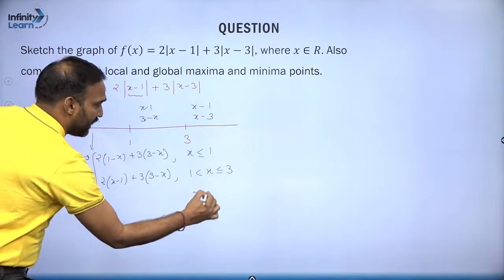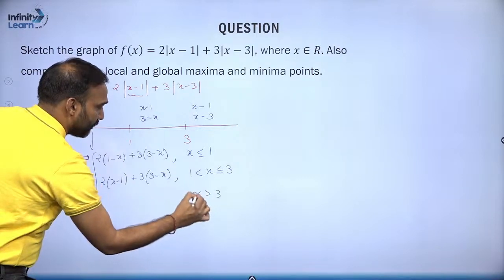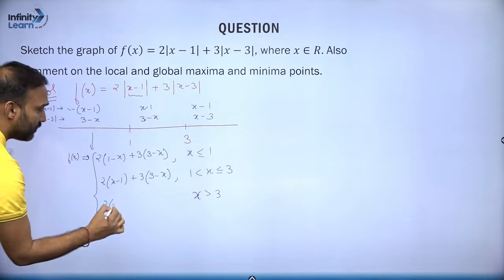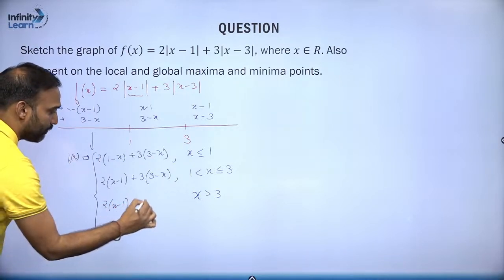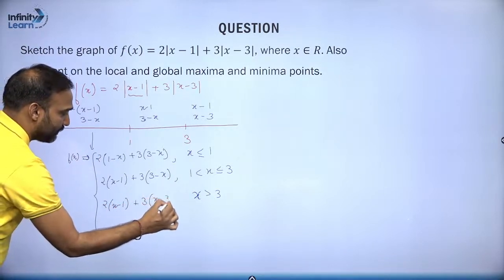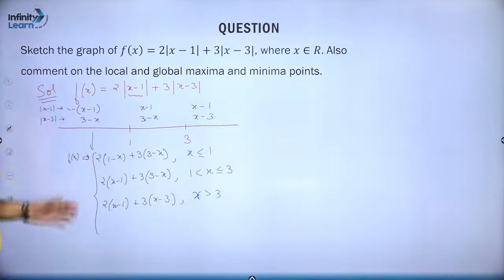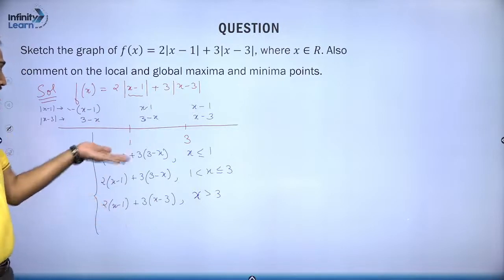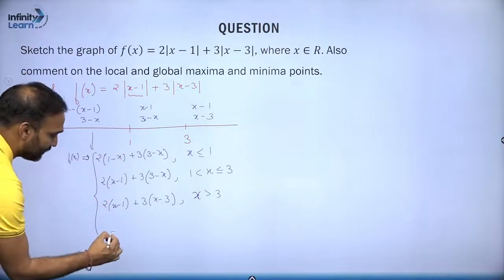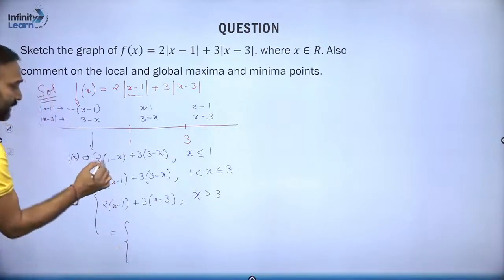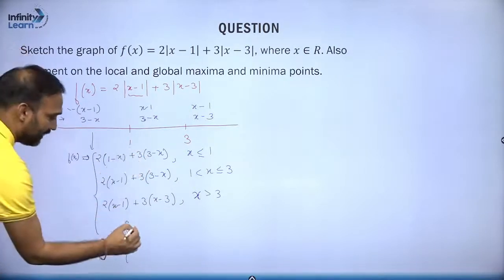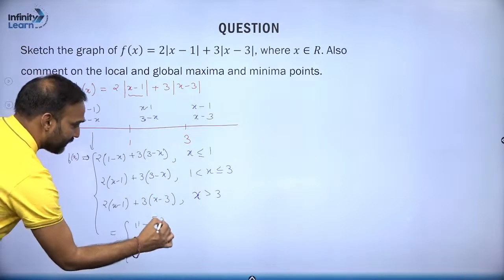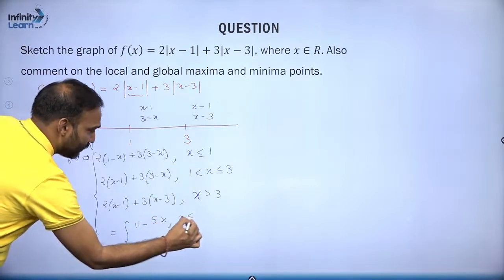Now when x is larger than 3, these are the values for mod. So let us replace them: twice of x minus 1 plus 3 times of x minus 3. Now if you see, I have the function f(x) over here without the modulus sign. Now we'll just simplify this. So let us quickly simplify this. This becomes how much? 2 plus 9, that is 11, minus 2x minus 3x is minus 5x. This is for x less than or equal to 1.